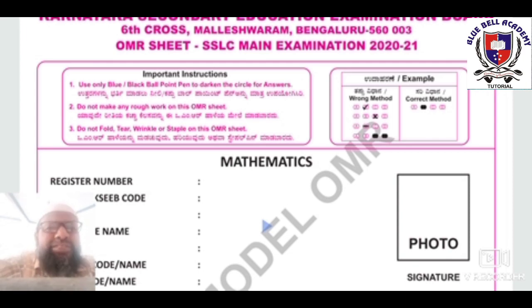Now do not do any rough work on this sheet, because a separate sheet is given for rough work for solving mathematics. I want to confirm this later in the next video. Do not fold, tear, wrinkle or staple this OMR sheet. What is the meaning of that? Do not fold, because it will not scan properly. Tear means do not tear it, or again it will not scan. A wrinkle means folding, which we also cannot do, nor staple this optical sheet.